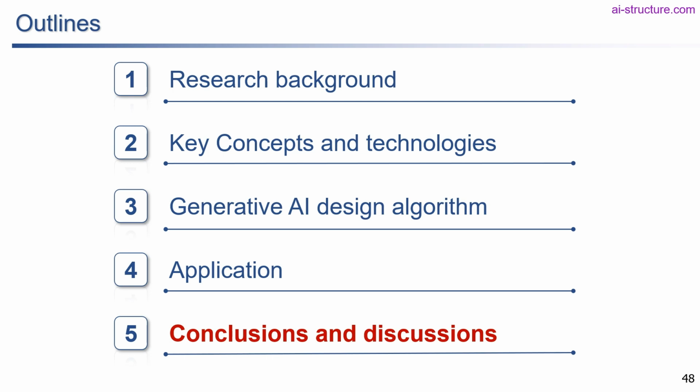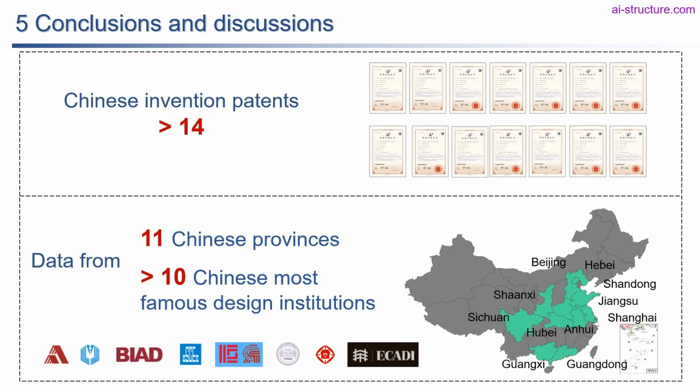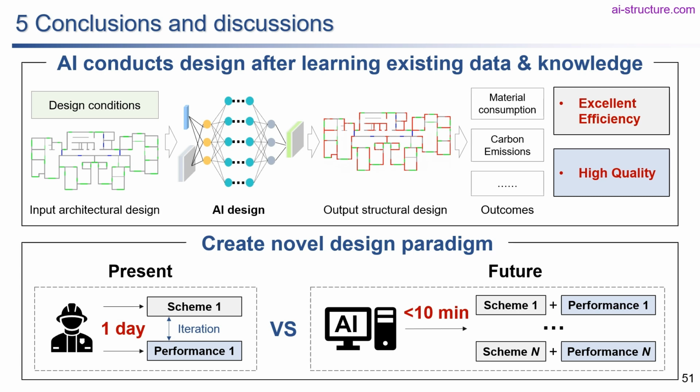Finally, research outcomes and discussion. We have published a series of research papers on the design of vertical component, horizontal component, and structural section dimensions of building structures. Our method has made a significant advancement in both methodology and technology, and the application has received remarkable feedback. It is optimistic about future breakthroughs in AI structure design.